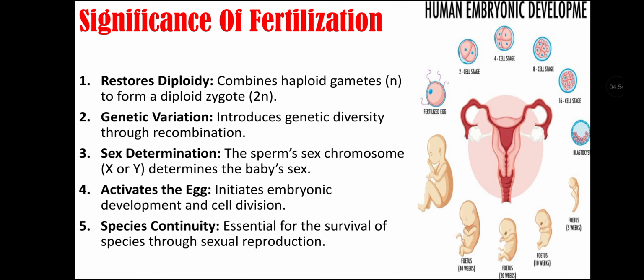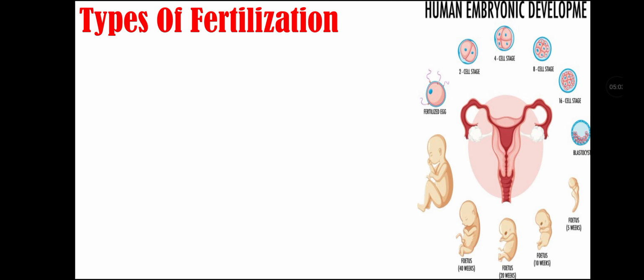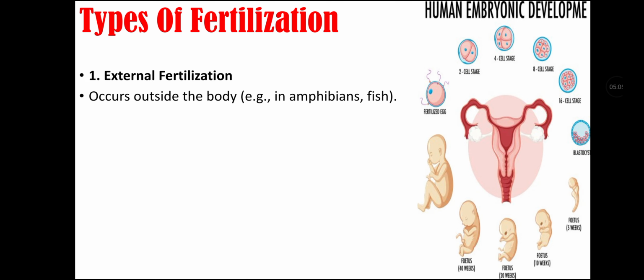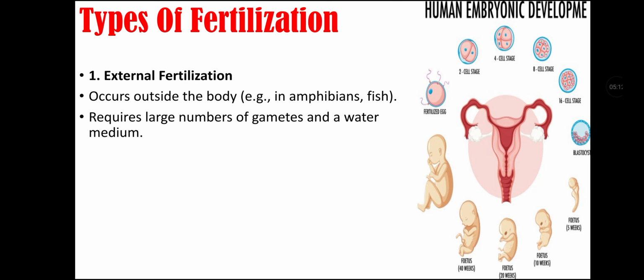Fifth significance of fertilization is species continuity, as this is essential for survival of species through sexual reproduction. Types of fertilization. First, there is external fertilization that occurs outside the body. It occurs in amphibians and fish. It requires large number of gametes and a water medium.